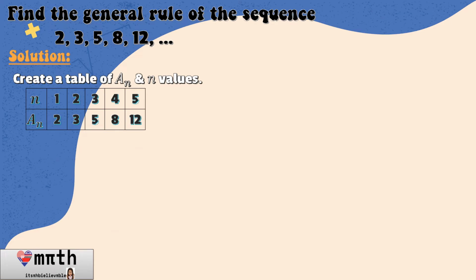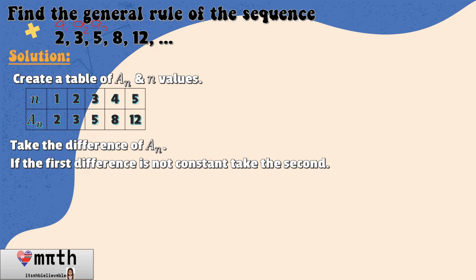As you notice, the values of n at top correspond to the values of a sub n or the terms of the sequence. Remember that the first term is a sub 1 and the second term will be a sub 2. The third term will be a sub 3 and so on and so forth. Now, let us take the difference of a sub n. If the first difference is not constant, let us take the second. In this case, we need to subtract the current term by the previous term.